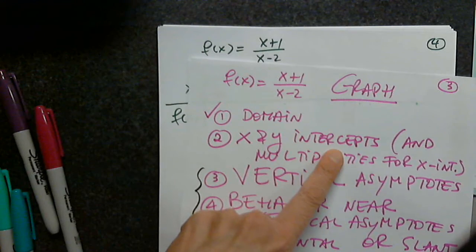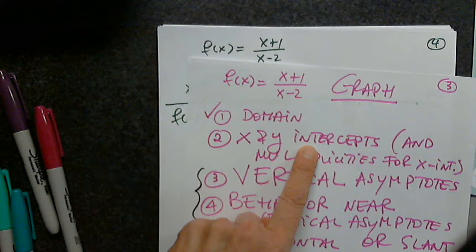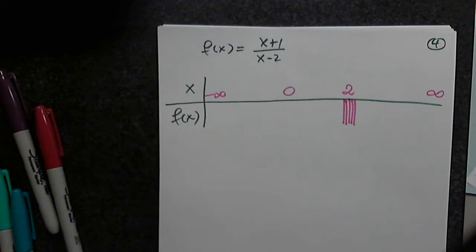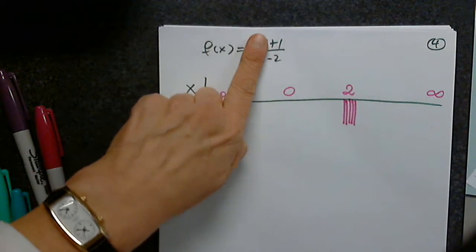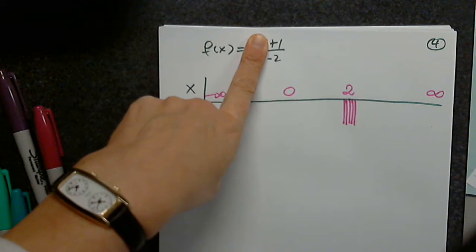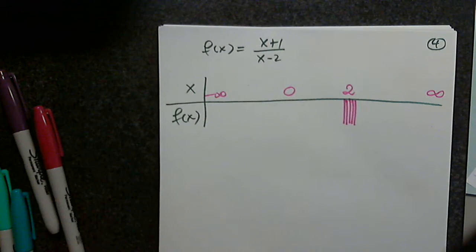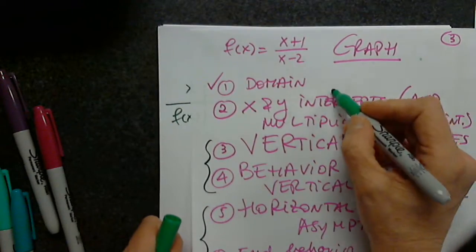The Y-intercept is easy. How do I find the Y-intercept for any function? Awesome. I plug in 0 for x. Look. I covered them because they disappear. So when x is 0, y is? That's it. Awesome. Okay, so this is also done.